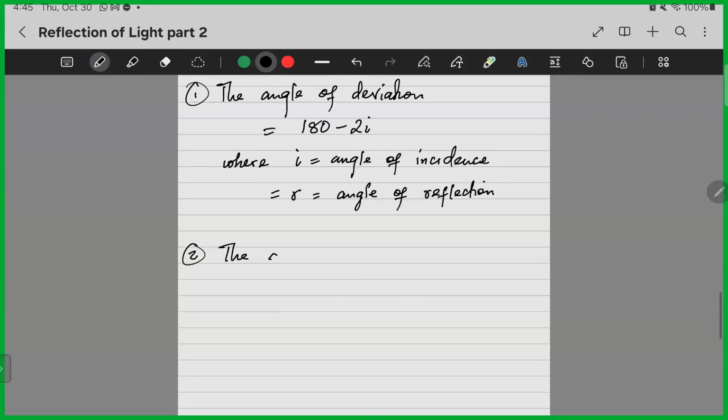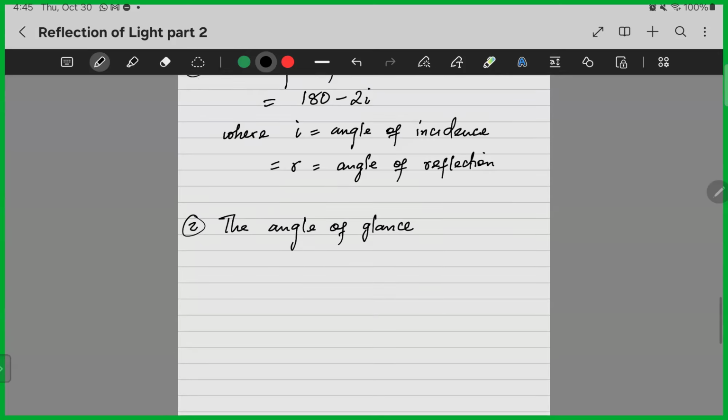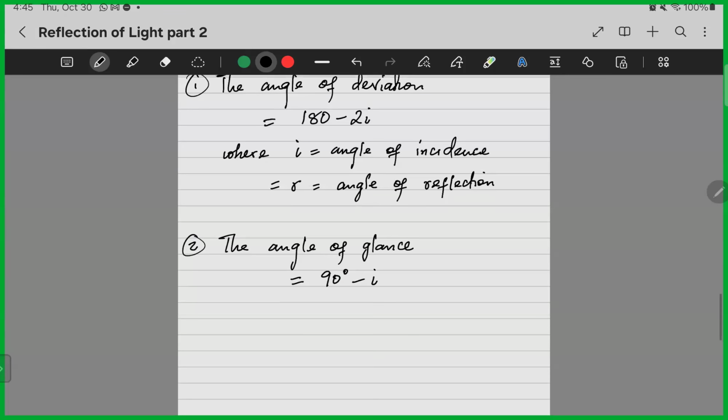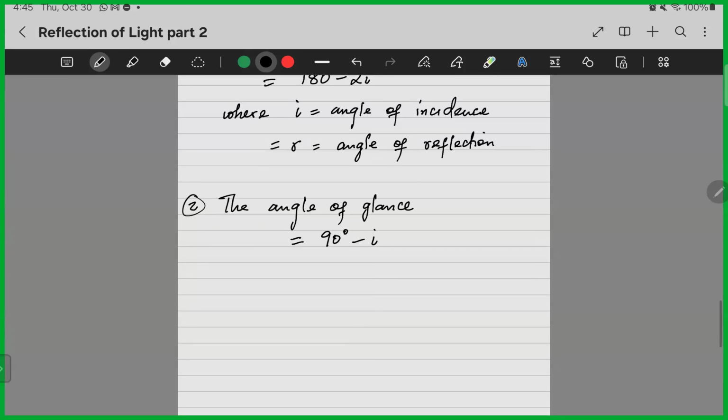Then talking about the angle of glance. The angle of glance is equal to 90 degrees minus i, and in a similar vein, i is also the angle of incidence. So please keep that in mind. Please take note of these important concepts as you study and prepare.